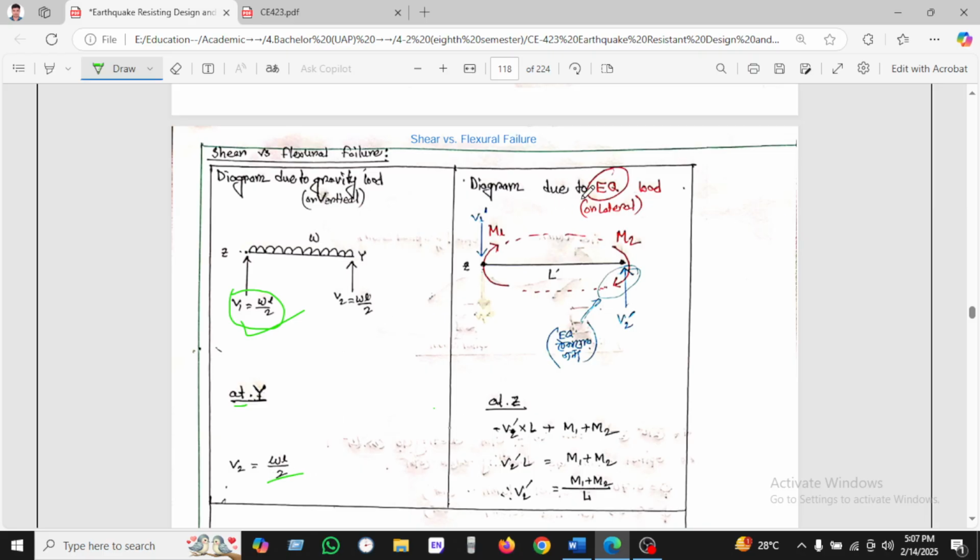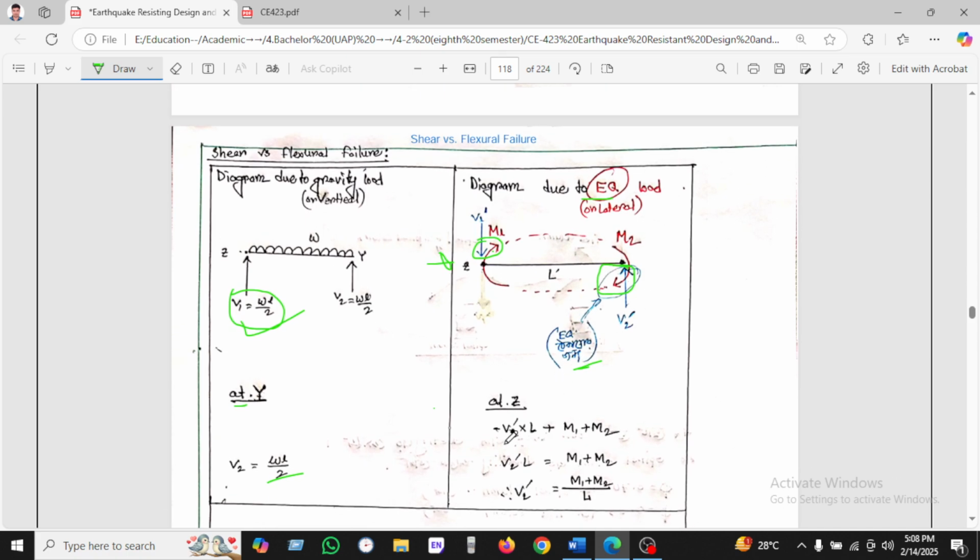And in the diagram due to earthquake, which is lateral load, or it could be wind, so it is lateral load. We can see here the vertical load is downward V1, and V2 is upward, and the moment is rotating clockwise, always clockwise, because M1 and M2 and V1 and V2 will be in opposite directions, and in this way moment and shear will be in opposite directions, resisting the earthquake.